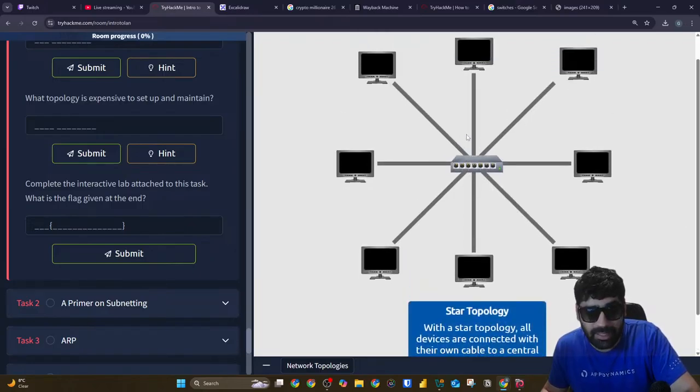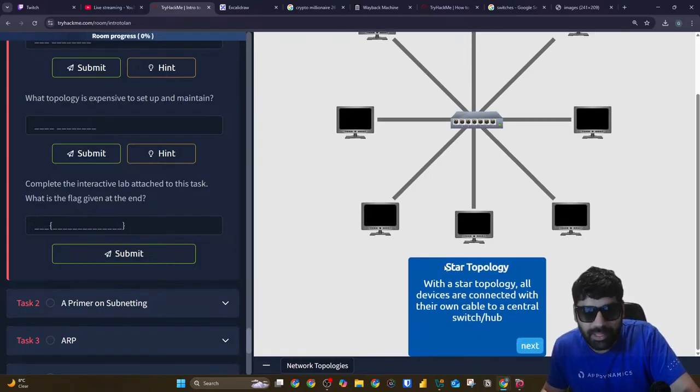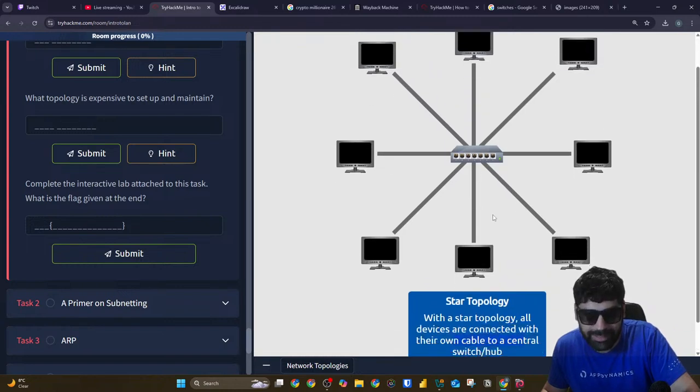And then this is the hub one. This is how things work in the real world. Actually, those two are also used, but only in cheap places like UNBC. Star topology. With a star topology, all devices are connected with their own cable to a central hub or switch. Right here.